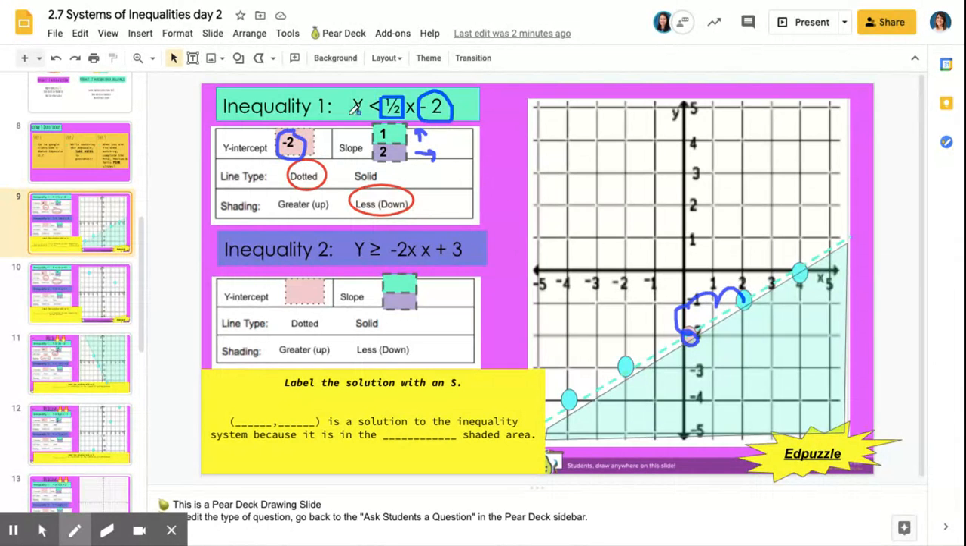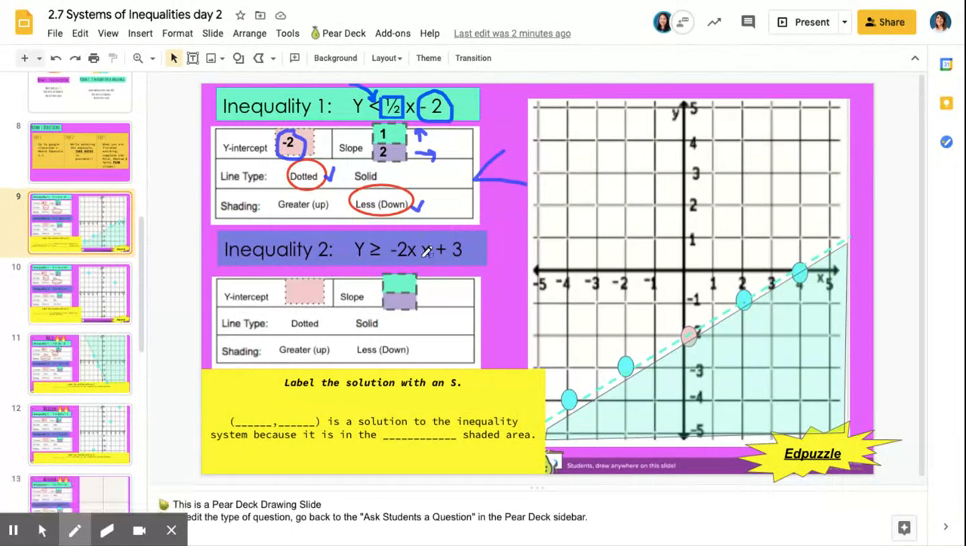All right, then the next thing we have is our symbol. And in this case, our symbol was a less than. So less than tells me dotted and down. So here we have a dotted and down. All right, so now what we're going to do is we're going to do that same thing, but for the next inequality. So inequality number 2.